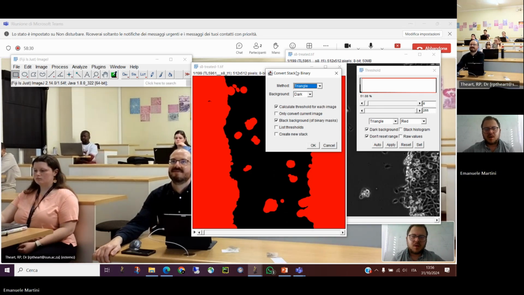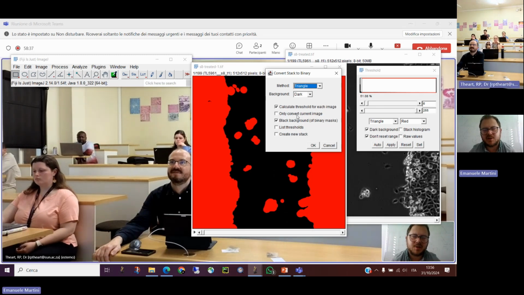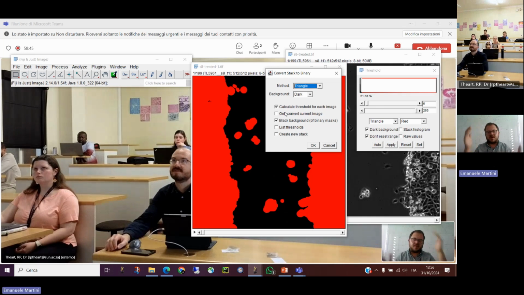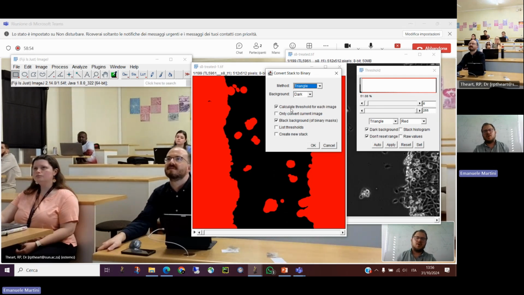The first thing we have to discuss is whether we want to convert only the current image or all the images in the stack. For sure, we want to convert all the images, because it's a time lapse, so we want to convert all of it. So here you don't put the tick, you untick it. The next option is a little bit more interesting to discuss.